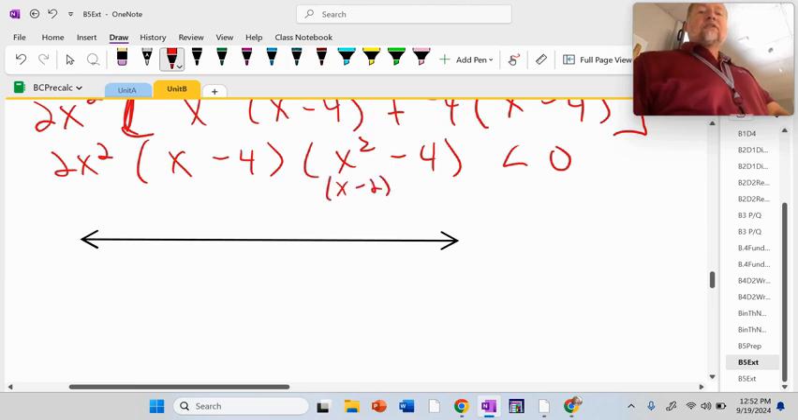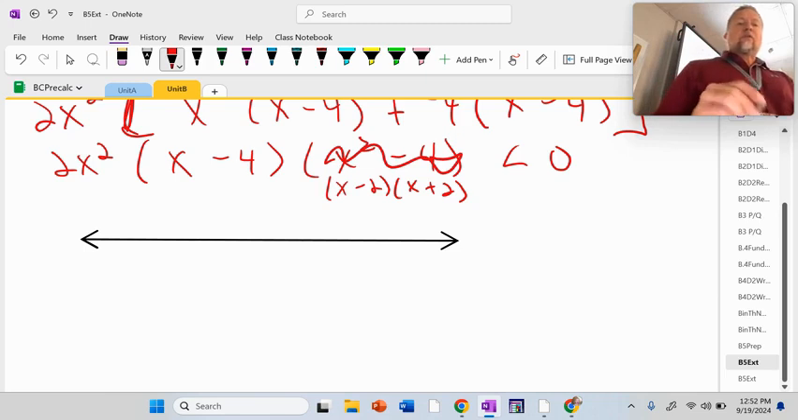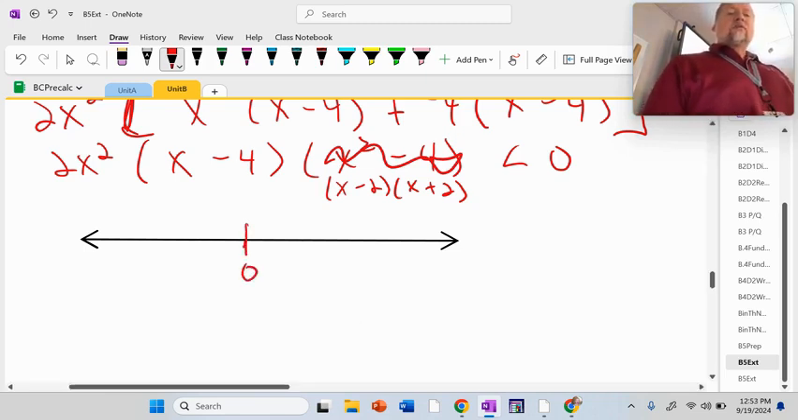No time. Just squeeze it in right there and then cross it off so that you know that I got that done. I don't mind you doing that, by the way, for showing work. We want to be efficient. I told you that. 0, just be careful. That's a multiplicity 2, and then 4, and then 2 and -2.